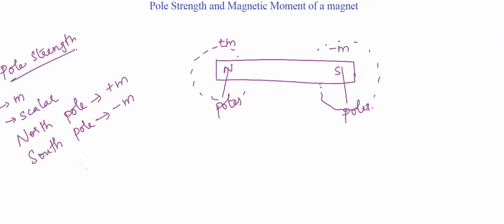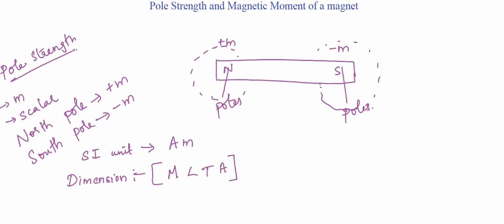The pole strength has an SI unit of ampere meter. From that we can write the dimensional formula. From the ampere we can say this is ampere to the power of 1, and this is meter, so that will be length to the power of 1, and mass and time to the power of 0. So this is the dimensional formula for the pole strength.